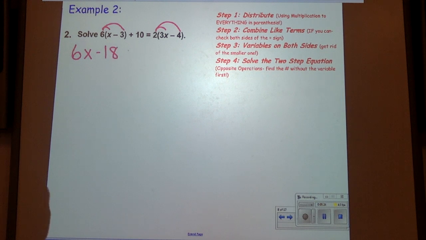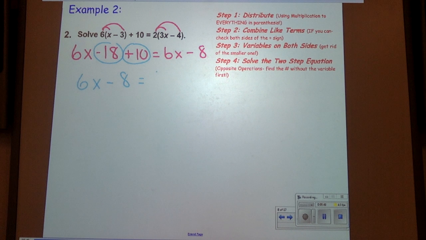Minus 18 plus 10 equals 6x minus 24. Sorry, minus 8. Okay, so step 2, combine like terms. We have like terms on the left. We have a negative 18 and a plus 10. So we have 6x minus 8 equals 6x minus 8.